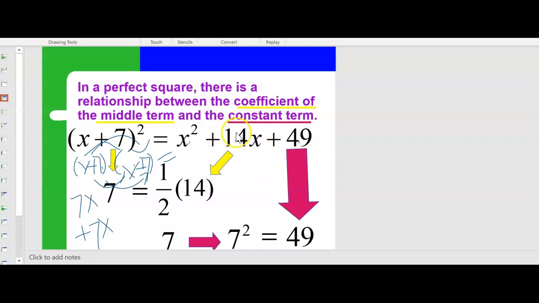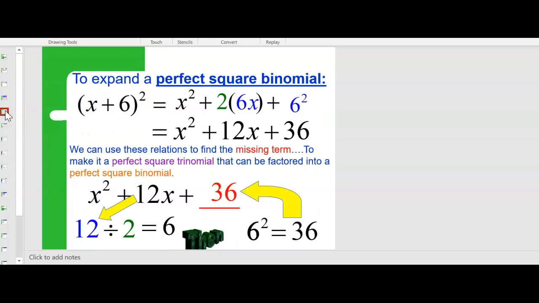So next time, if you know the middle term, for example, it is 14, and you want to know what is the number on the back so that you can make a perfect square, you know it is 1/2 of b, then square it, right? We're going to see more examples here. Okay. So let's look at this example. Okay. So just look at here on the bottom.